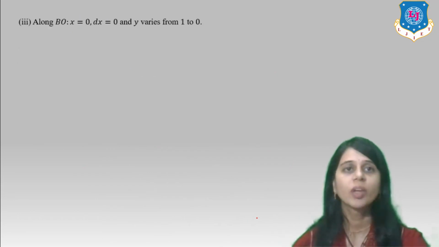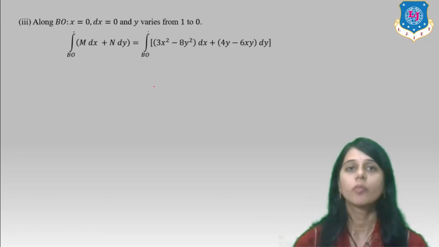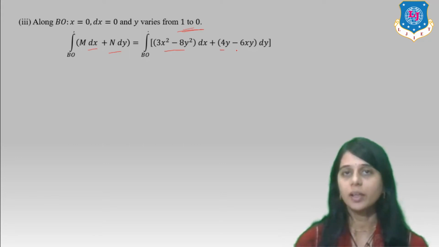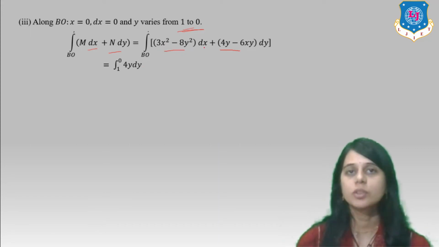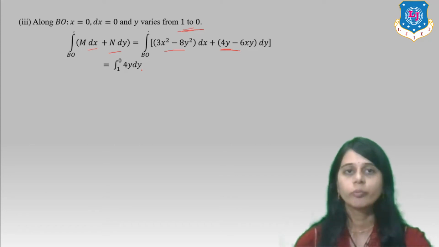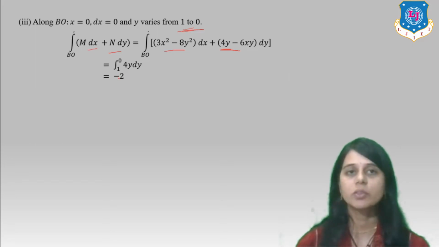Now taking BO, x equal to 0, dx equal to 0, and at that time y varies from 1 to 0. Integration M dx plus N dy, put x equal to 0. If x equal to 0, then dx equal to 0, so we have only 4y dy, 4y square by 2. We are taking y square from 1 to 0, upper limit minus lower limit, answer is minus 2.